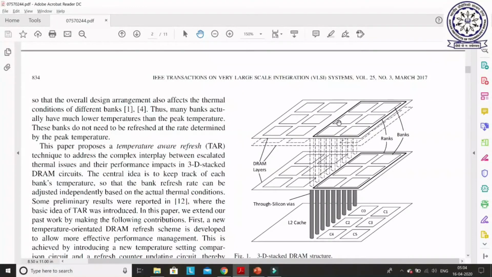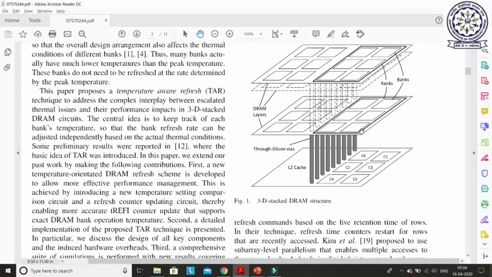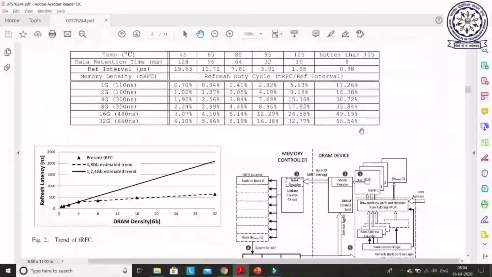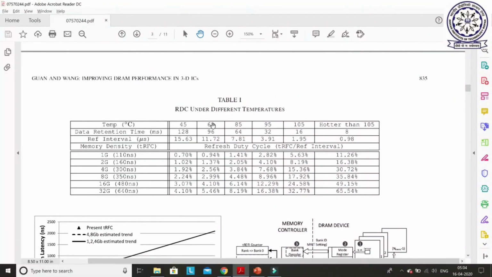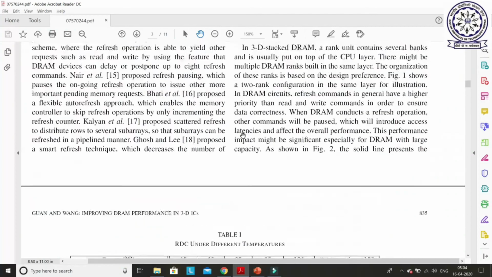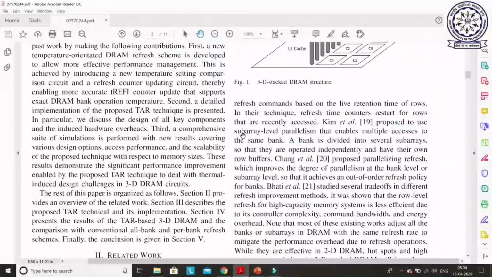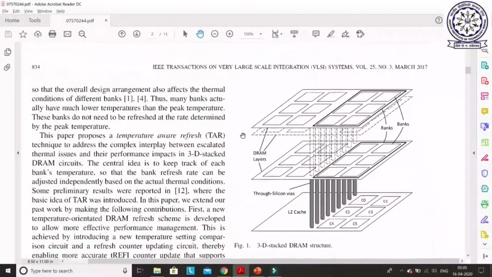For the other banks, 64 millisecond is enough, because all of these are operating between 60 to 80. For example, they are fitting in this range. So for all other banks, 64 millisecond retention time is enough. But only one bank is at 105, so it should be 16.